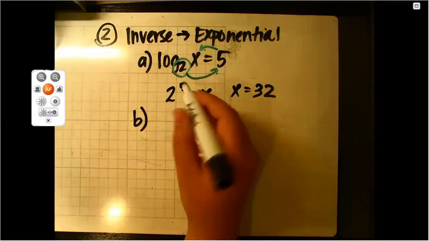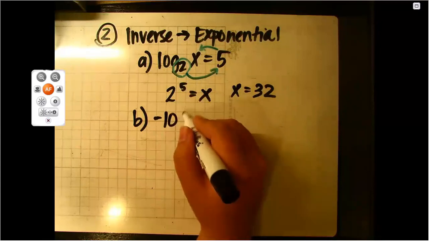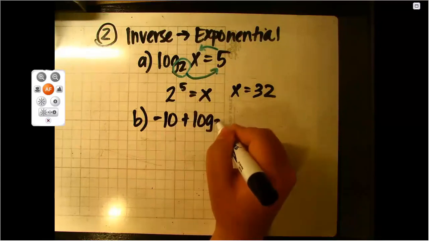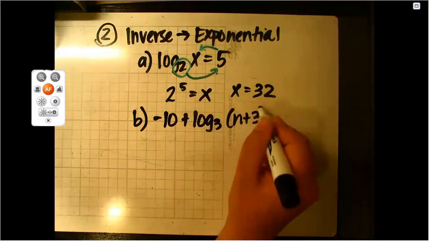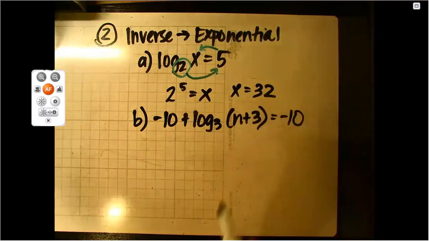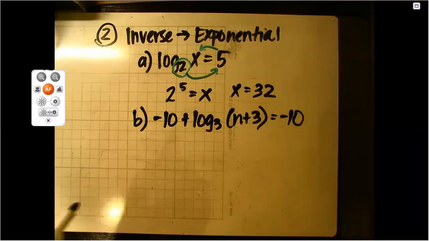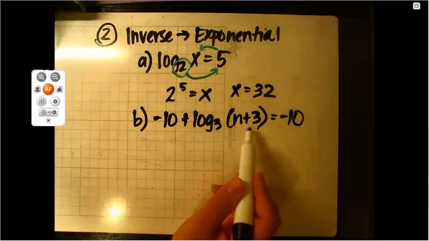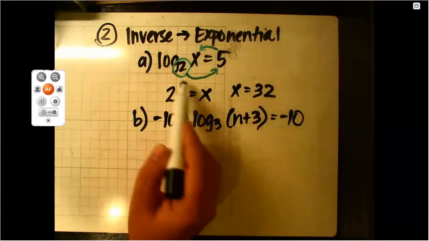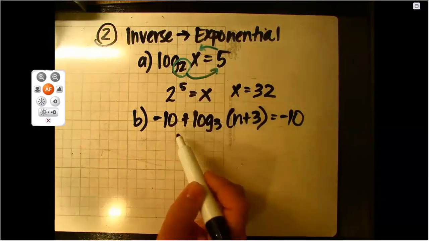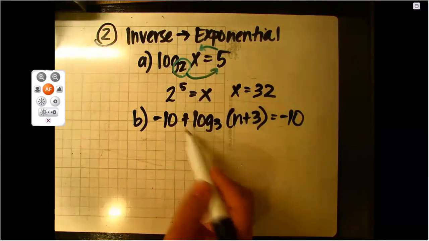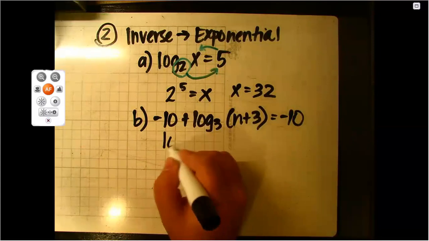For part B, we've got negative 10 plus log base 3 of n plus 3 equals negative 10. Well, before we switch to an exponential, I need to get down to this log being by itself, right? Because I've got to be able to start at my base, go around the world, and come back. So to start with, I'm going to add the 10. So add the 10 over here. It's going to give me 0.